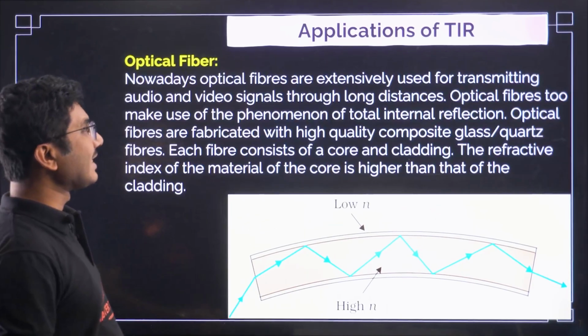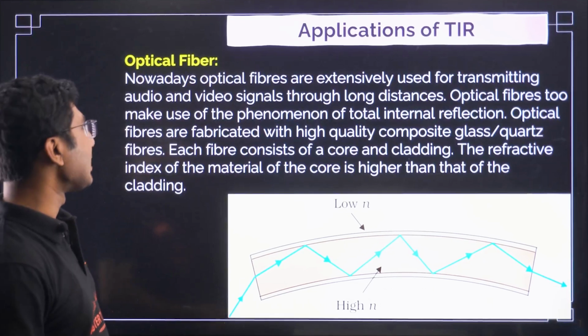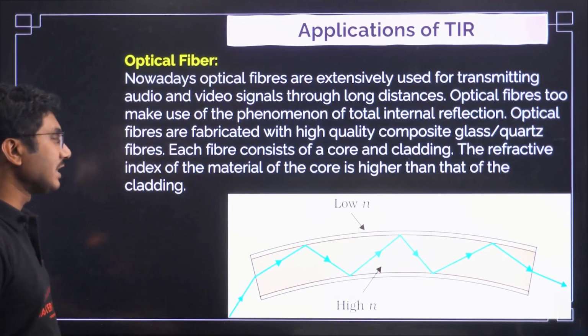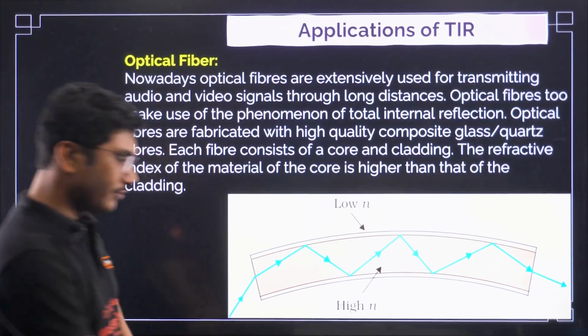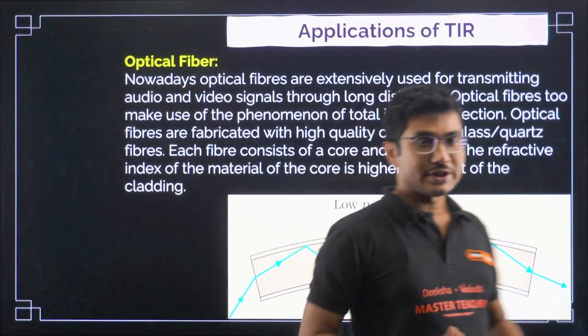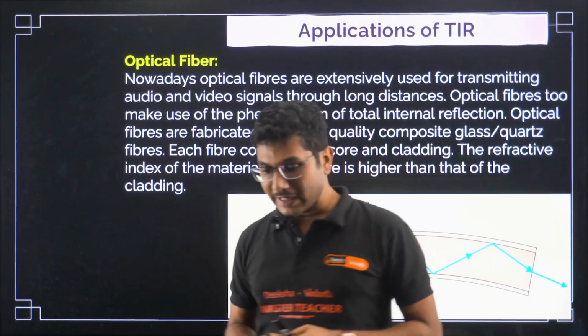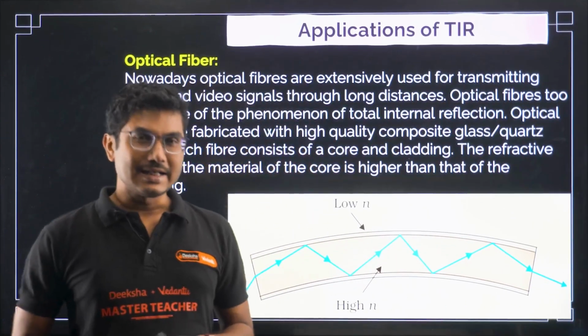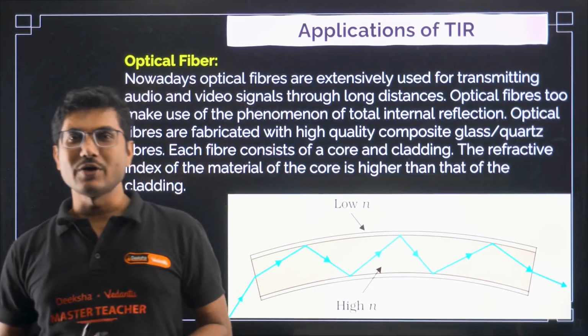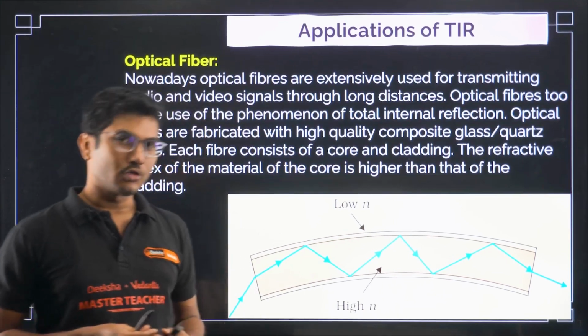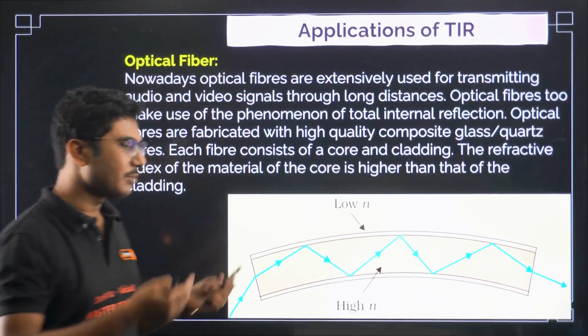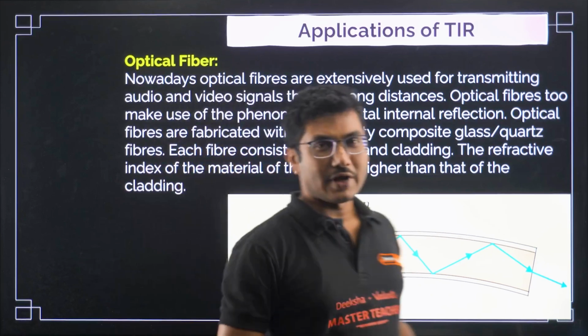Optical fibers are extensively used for transmitting audio and video signals through long distances. So if you are watching this video using Wi-Fi, there is a 99% chance that you have an optical fiber connection in your home. It can be Jio, it can be Airtel, it can be any other fiber net company.